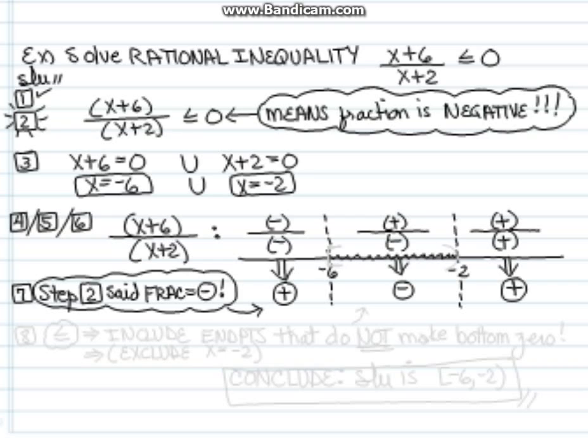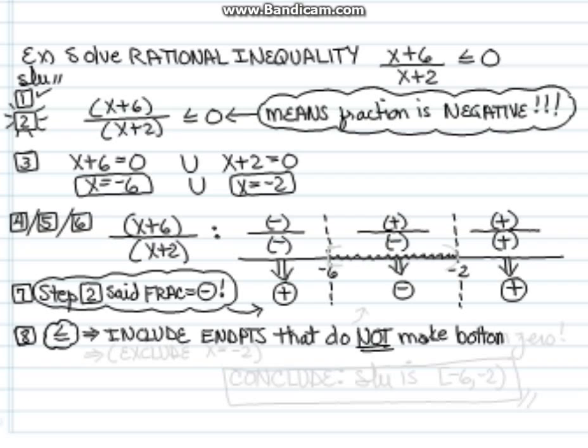So I've shaded all the x values between -6 and -2, but I've done nothing to the endpoints at -6 and -2 because I don't know what to do with those yet. That's step 8. Step 8 says the original inequality had an equal portion in it. It was less than or equal to. That implies that we're going to include endpoints, only the endpoints that do not make the bottom of the fraction 0. Well, the bottom of the fraction was x plus 2, so the value of x that makes the bottom 0 would be -2. That means we're going to include all the endpoints but exclude x equals -2.